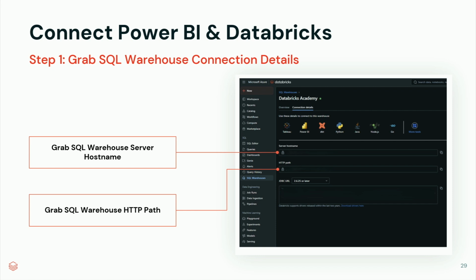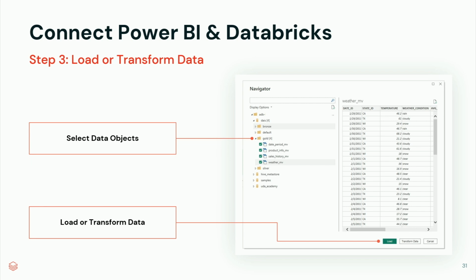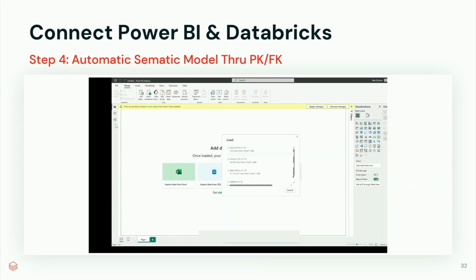First, we've got to set up our connection to Power BI and Databricks. We go to the workspace, we're going to go to the compute pane, and we're going to grab that SQL warehouse hostname and path. Then we're going to go on over to Power BI. We're going to go to Get Data, search for Azure Databricks, and paste in that hostname and path. We're going to select our tables, load and transform the data.